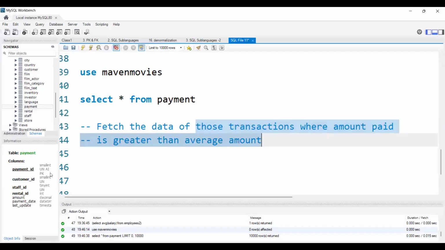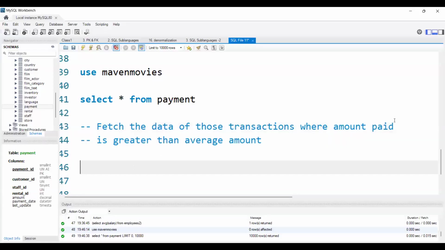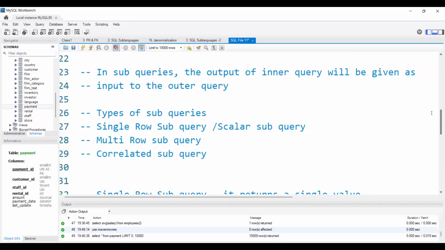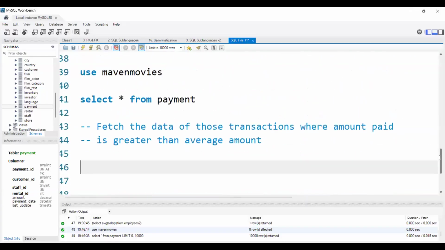See, we have the amount column in the payment table. We have some amounts. Each customer ID paid some amount to, basically, get these movies or films, maybe the DVDs. To get the DVDs, each customer paid some amount. So now I'm saying I want to see all the transaction details from the payment table where the amount paid by the customer is greater than the average amount. Okay, here it is almost the same example which we saw previously. There we used the employees table, here we are using the payment table. Let's try to solve this.